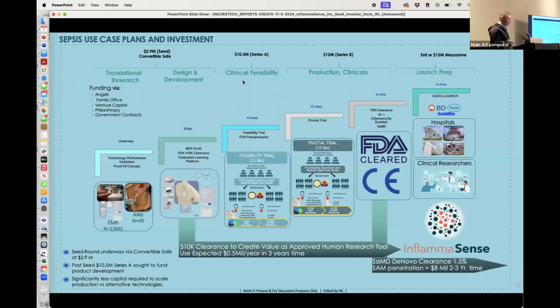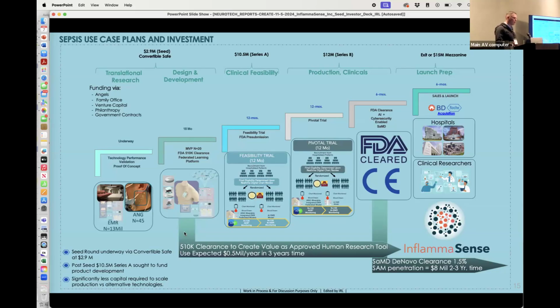So this is our development plan in full, and essentially we're here. We've got angel investment already. We have government funding as well as some venture capital pre-seed funding, and we're looking for a seed to essentially develop our MVPs, obtain 510(k), and develop what's called a federated learning platform, so we can take those models and federate them across different hospitals. This will generate data that's necessary for the feasibility study, the pivotal trial, and to get FDA clearance.